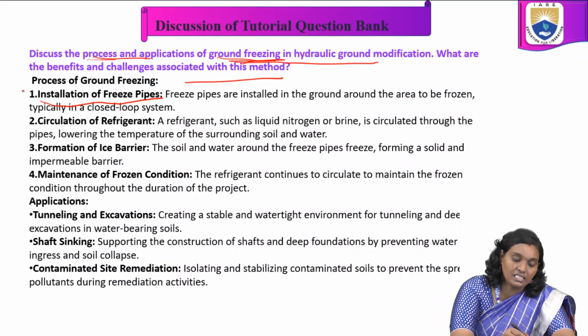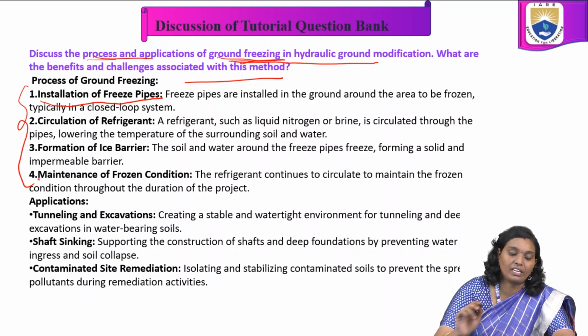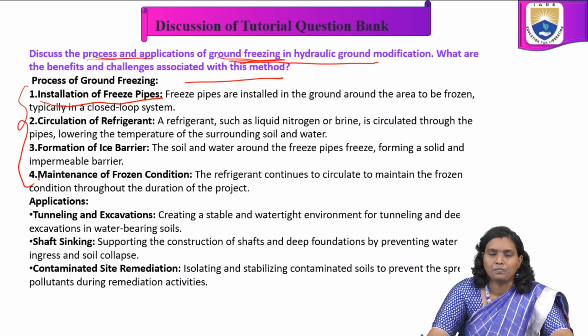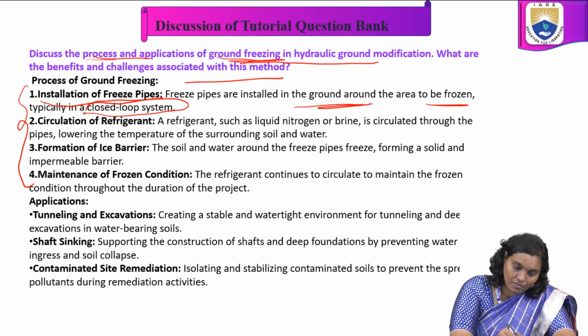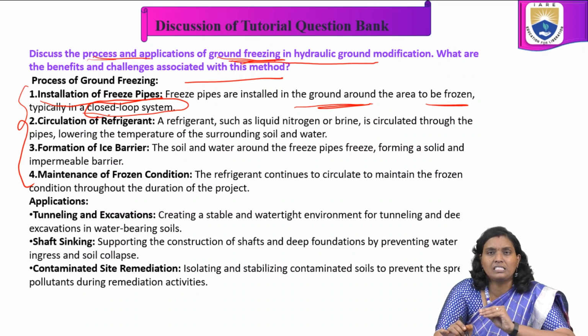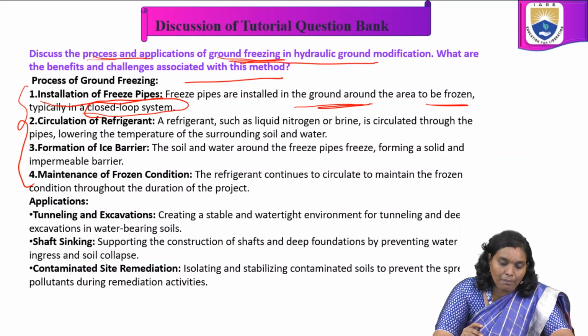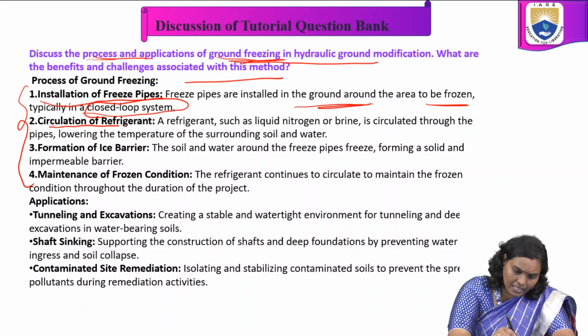These are the steps involved in ground freezing. In ground freezing, freeze pipes are installed in the ground around the area to be frozen, typically in a closed loop system. And the next step is circulation of refrigerant.